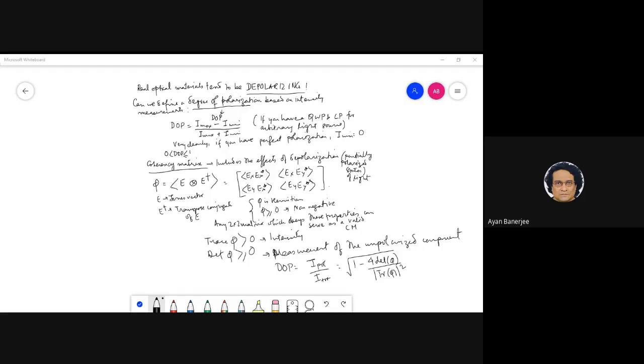But it is probably correct to say that it will not always be zero. What I'm saying is the determinant of phi is zero for perfectly polarized light if E_x and E_y are same.